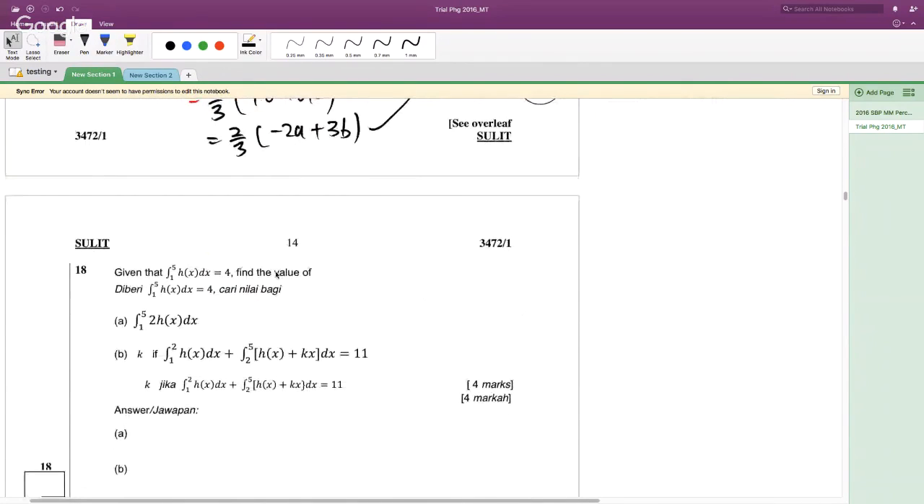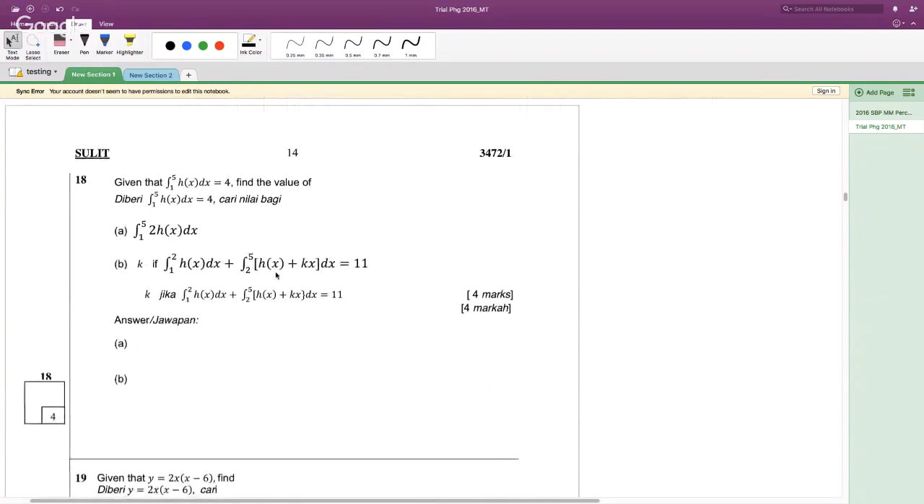Anyway, let me move on to question 18. This one should be quite easy. For part (a), what I do is I just factorize out the 2: 2 times the integral from 1 to 5 of h(x) dx. The integral is equal to 4, so this one equals 8. It's just 1 mark. You should know in integration, the constant value you can always take out.